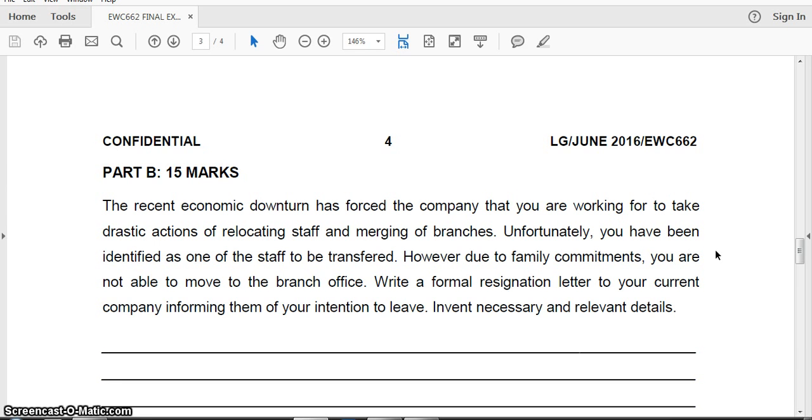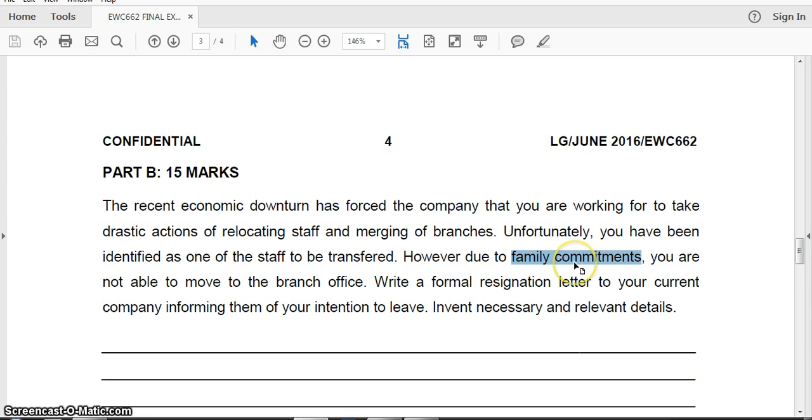And for the reason, for example here, the reason why you are resigning is that, due to family commitments, you are not able to move to the branch office. So that means you are transferred to another branch, but because of family commitments you cannot. Now what sort of family commitments? It can be in any form. That is where you're going to elaborate. You're going to elaborate on the point of family commitments.